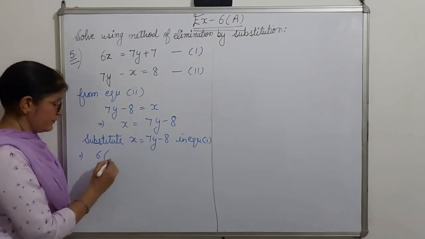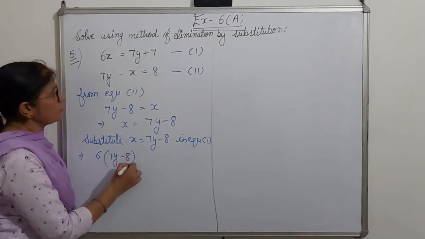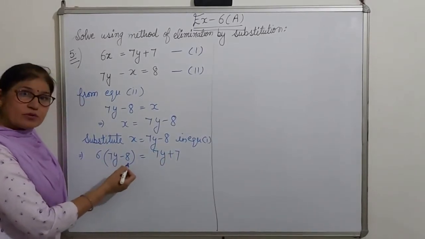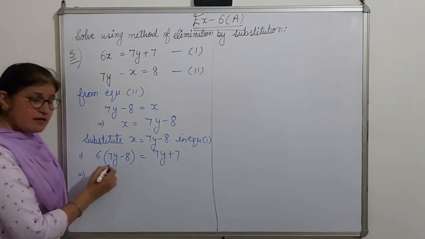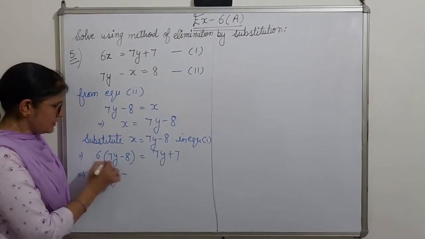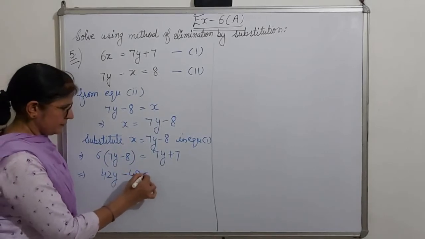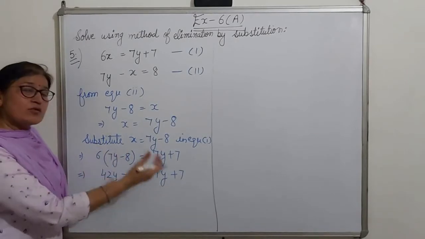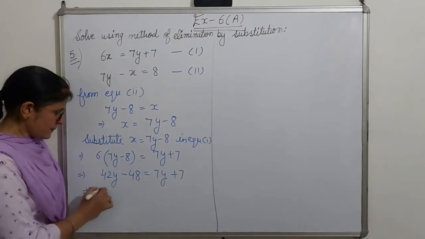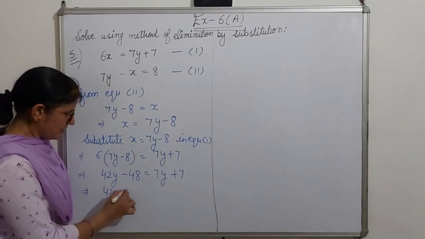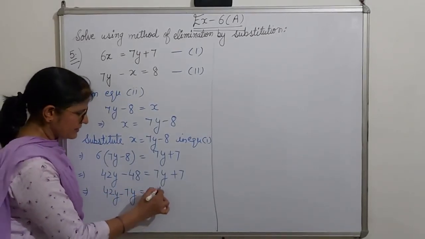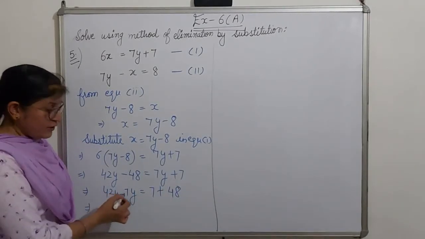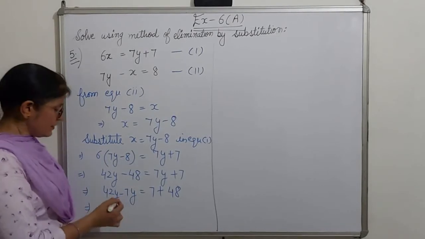Here 6 into x. What is x here? 7y minus 8, and 7y plus 7. This 6 will be multiplied with both the terms. 6 7s are 42. 6 8s are 48. 7y plus 7. Now y terms one side, without y terms another side. 42y minus 7y is equal to 7 plus 48. Now 42 minus 7, you have to subtract it now. What will come? 35.